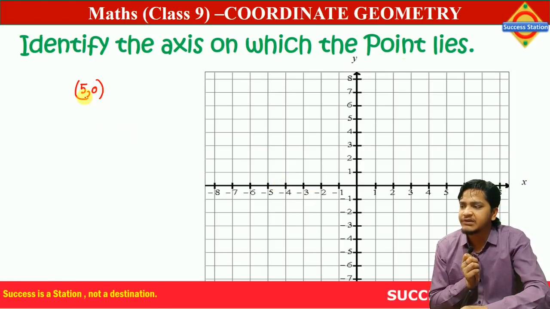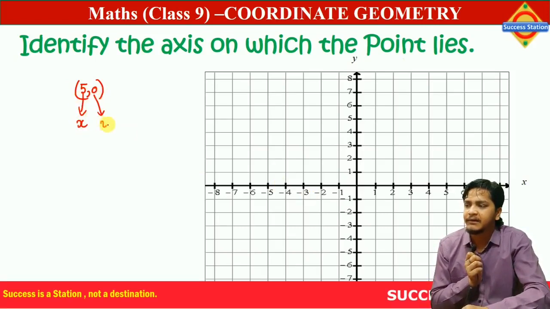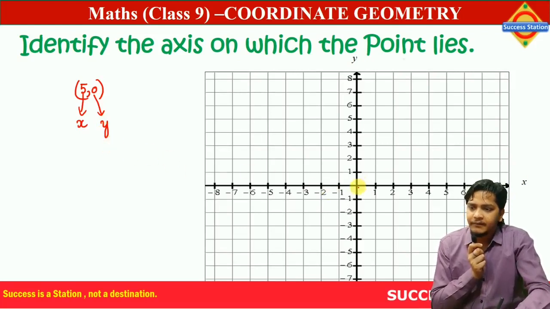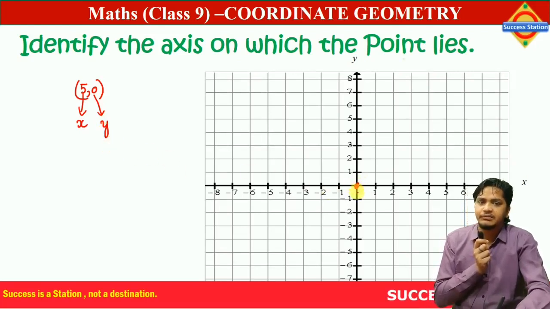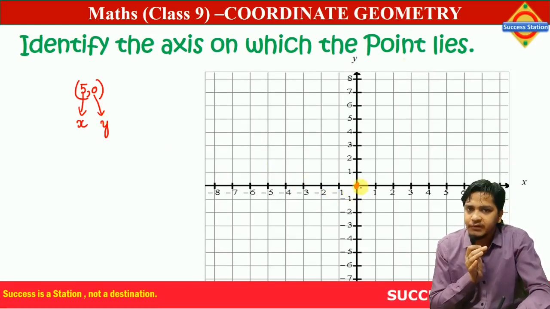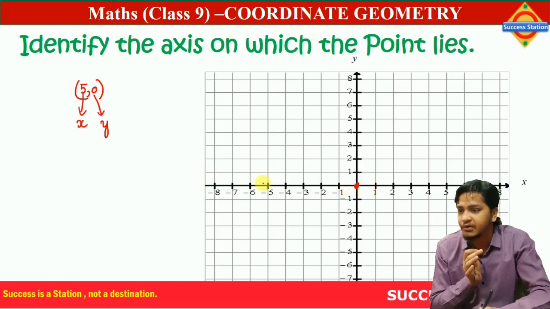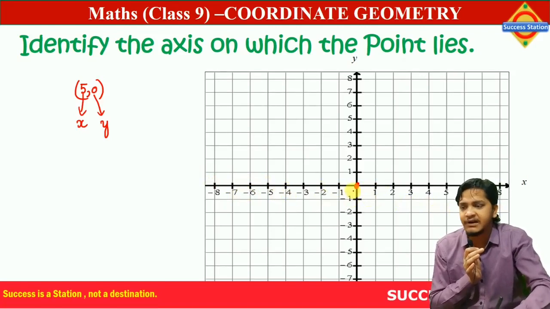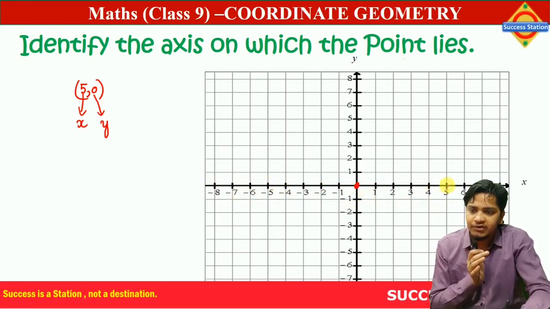So this first one is x and this one is y, right? So we'll start from the origin. You will go 5 in the horizontal direction, plus 5. It is not minus 5, so you will not go that way. You will go to the right side, not the left side. Okay, 5, you reached here.